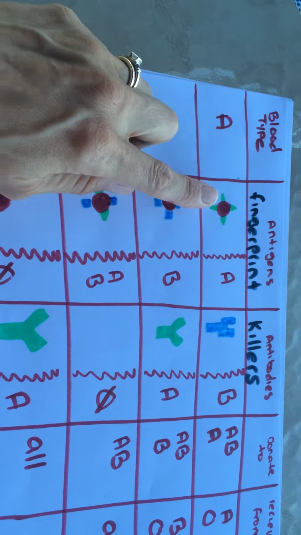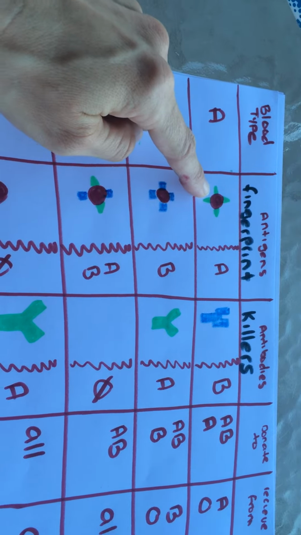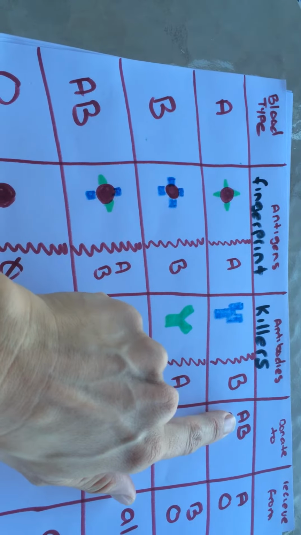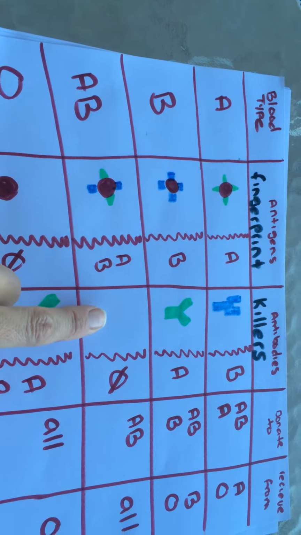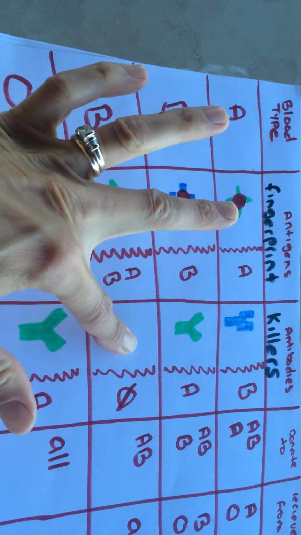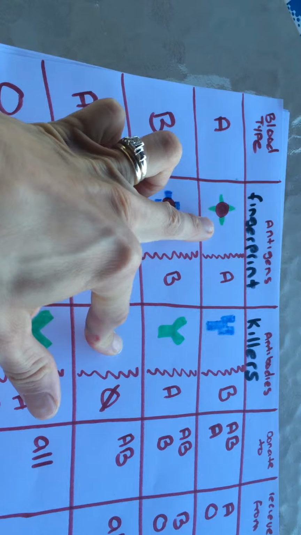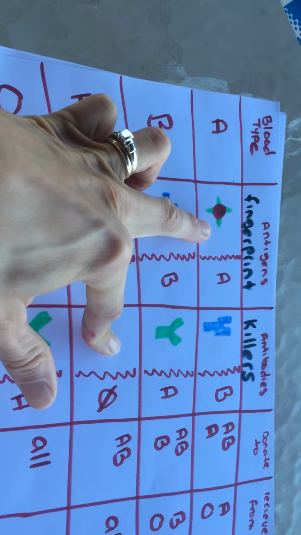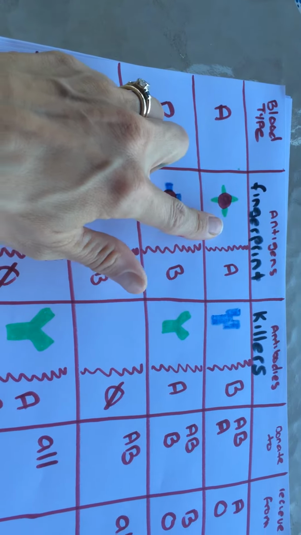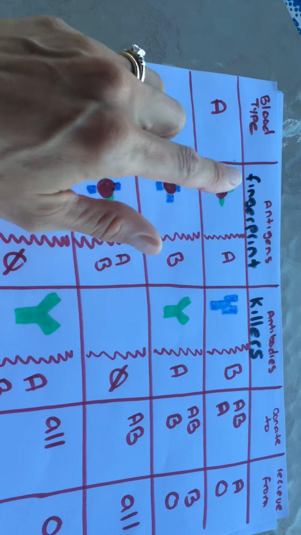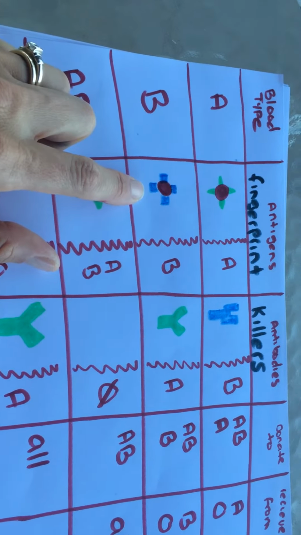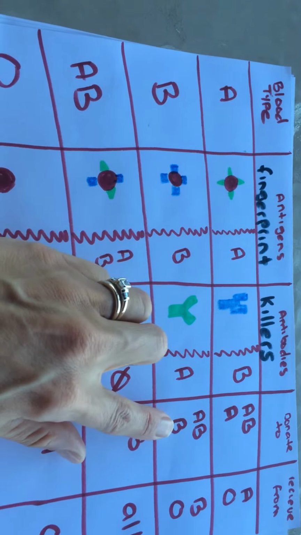If I am blood type A, I can donate to somebody who is blood type AB. Why? Well, if someone is blood type AB, do they have any killers that will recognize my cell as danger? No, because they lack all antibodies. And obviously, if I'm blood type A, I can donate to someone who's blood type A. Let's look at blood type B. If I'm blood type B, obviously I can give blood to someone who's blood type B.